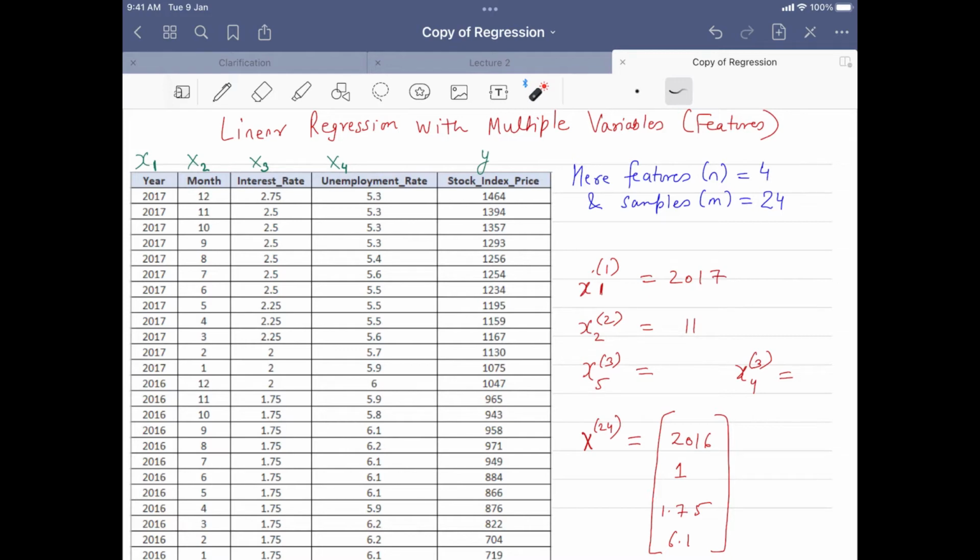Can anyone tell? What will be the answer? 1357. Okay. Anyone else? Can you tell what is x3? 2.5. Okay. Look closely at what I am trying to ask here. I am trying to ask the fifth feature of the third sample. What will that be?